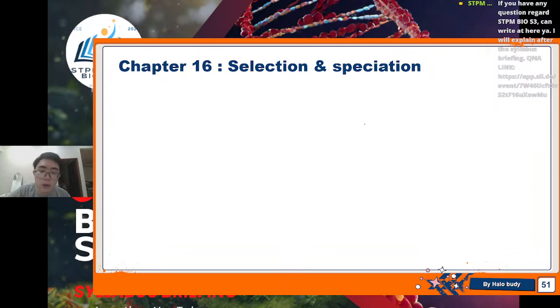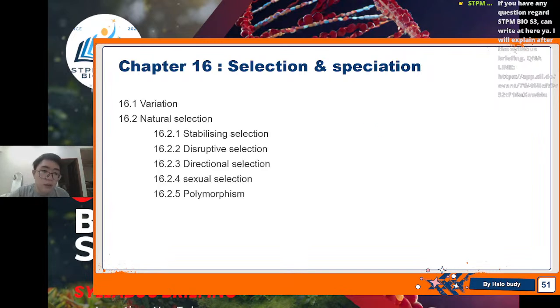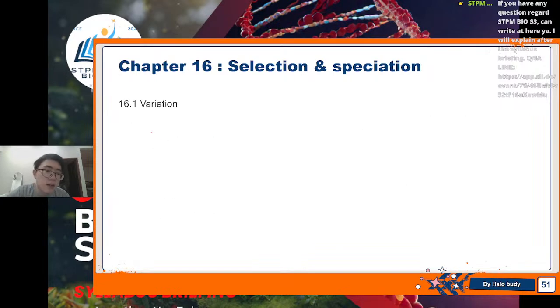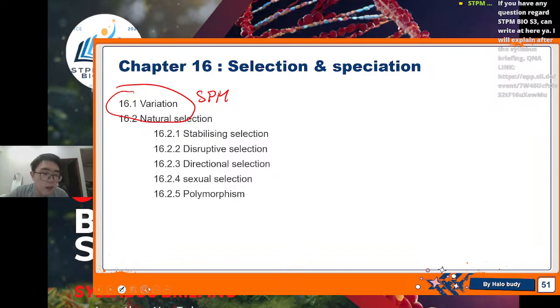Selection and speciation. This chapter is totally new to you, I can say. Except for variation. Variation, you already learned in SPM. It is just copied and pasted into STPM, completely the same, no changes at all. So in the examination it normally doesn't come out at all in STPM. Normally what comes out is natural selection.